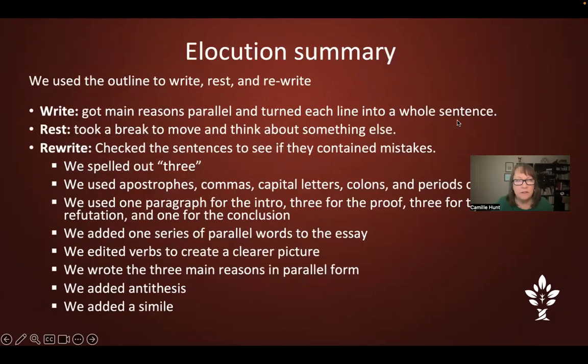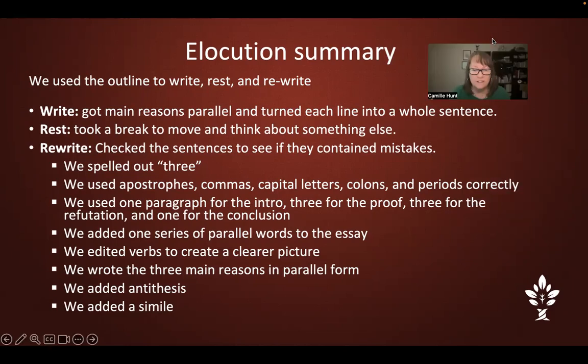So again, the whole elocution summary is that we write, rest, and rewrite. To write, we got our main reasons parallel first, and then we turn each outline line into a whole sentence. Take a break so that we can see our writing better. That's an important part of writing. You cannot get it right the first time, so you shouldn't try. This will save you time. Then rewrite. We check the sentences to see if they contain mistakes. We spelled out the word three. We used punctuation correctly.